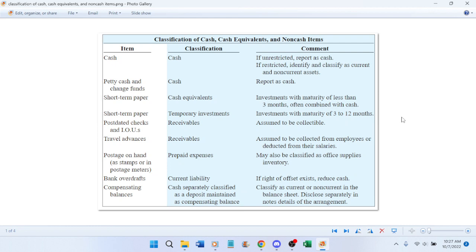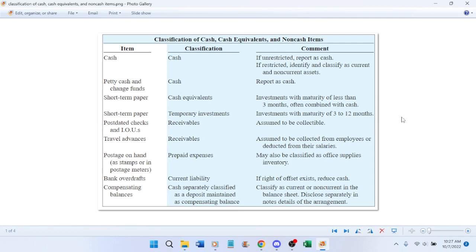Postage checks and IOUs, travel advances. I feel like those three things I'm going to somehow forget what they are, but they're receivables, so dang it. Postage on hand, prepaid expenses, which is classified as an asset, right? Or it can be classified as office supplies. Either way, they're assets, which are not cash, which is the main thing.